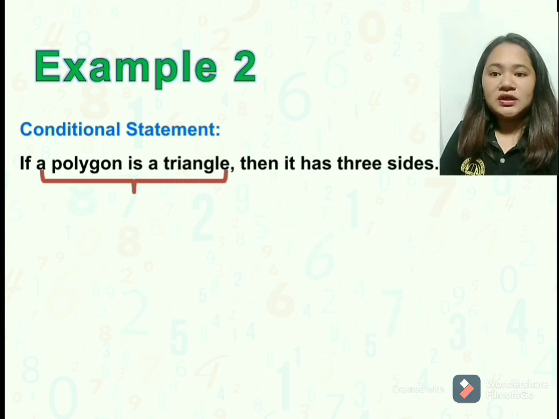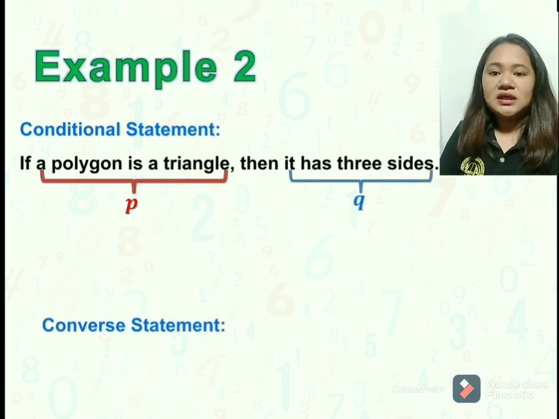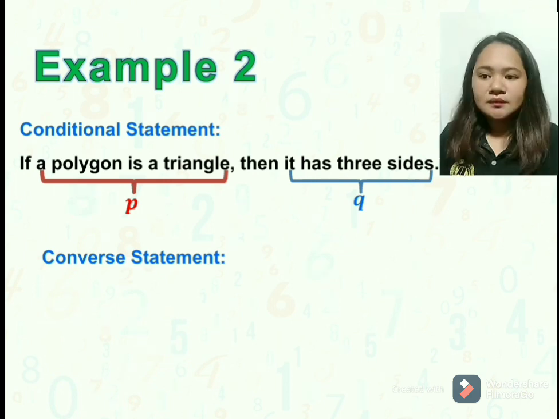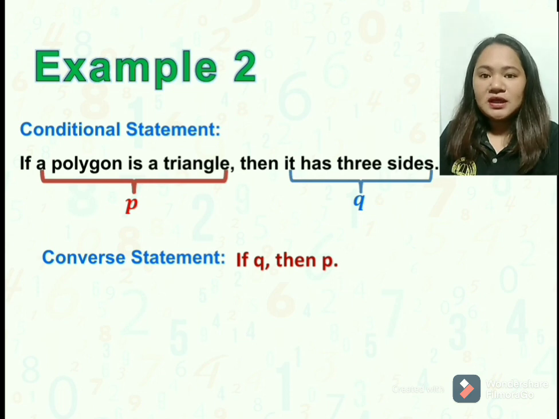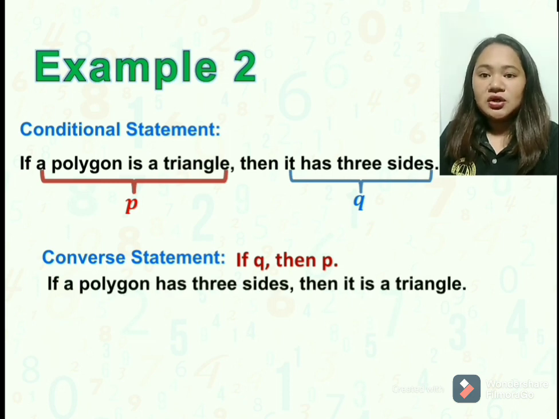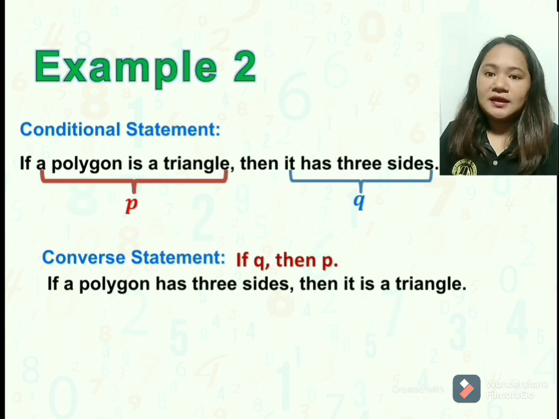A polygon is a triangle. That is our P. And Q is, it has 3 sides. Let's construct the converse statement. The format is, if Q, then P. So let's interchange the predicate of our P and Q. The converse statement is, if a polygon has 3 sides, then it is a triangle.